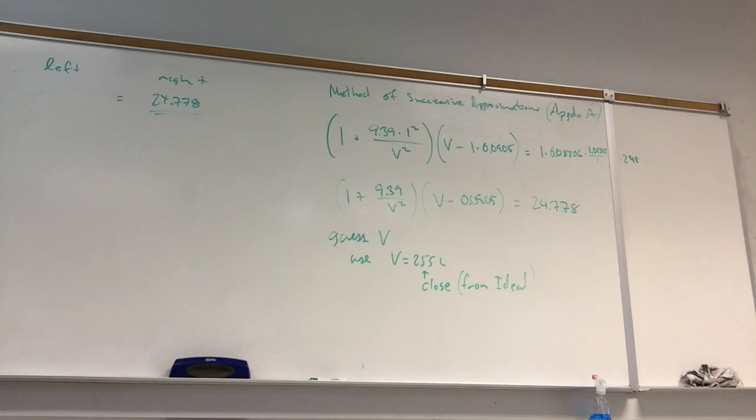Let's blow this up. And so the left side was equal to, and just type it in, parentheses, 1 plus 9.39 divided by V squared.